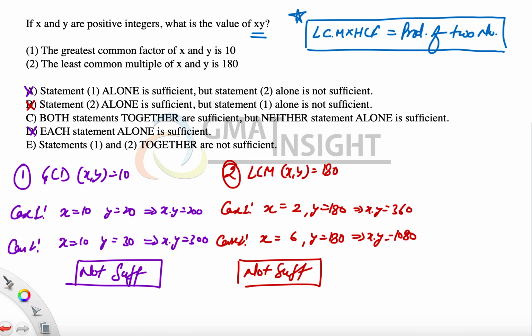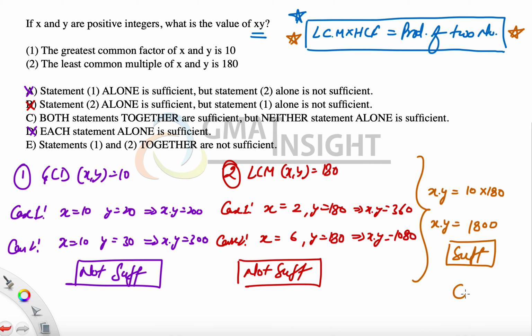Now comes an important step when we have to combine the two statements and see. Since we already have this property, we should quickly understand that x into y should be equal to 10 multiplied by 180, because the HCF is 10 and LCM is 180. So using these two pieces of information, we are sure that x into y has to be 1800. Therefore, together the statements are sufficient, and the answer becomes option C, which means statements together are sufficient, but neither statement alone is sufficient.